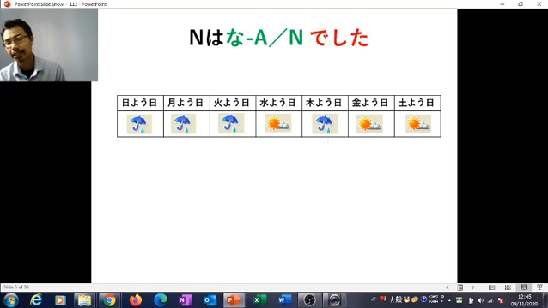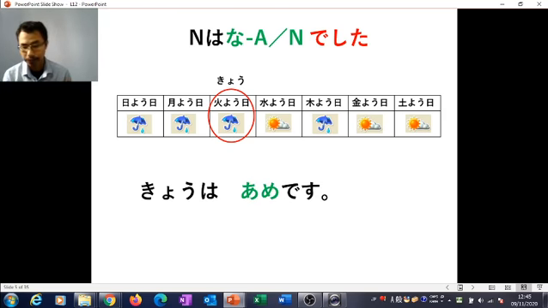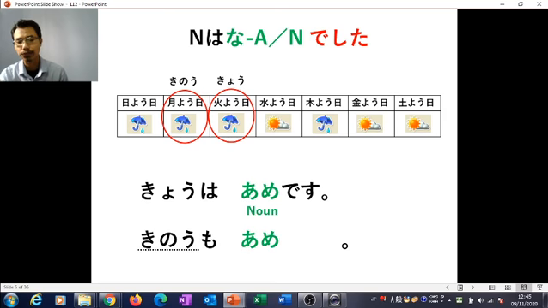All right. So back to our grammar. Let's say today is Tuesday. So you want to say today is rainy. So the sentence you can say here is 今日は雨です. Okay. But now you want to refer to what happened yesterday. Okay. Yesterday is Monday, and then you want to say 昨日は.